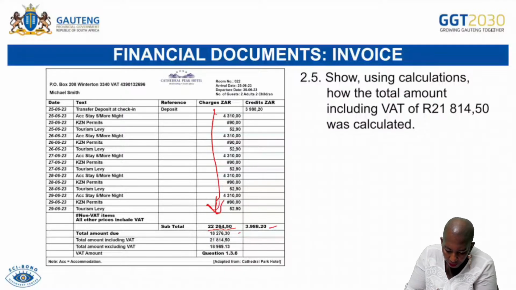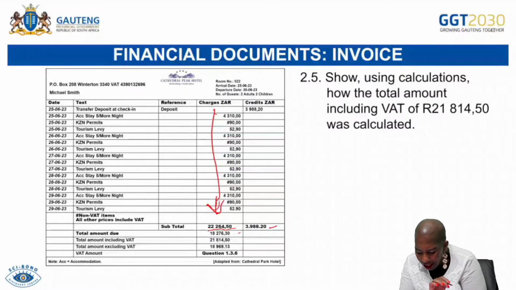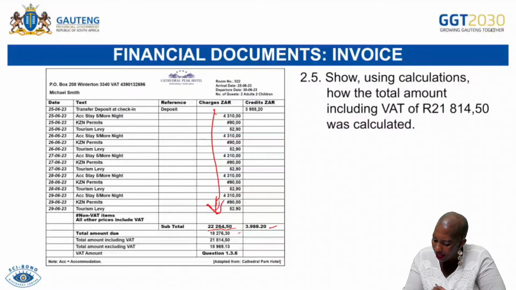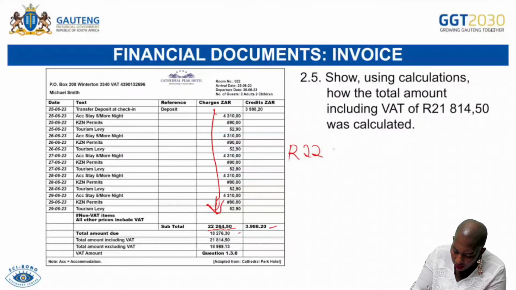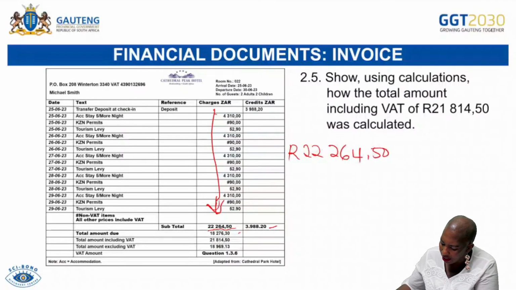Now they say the amount including VAT, it is 21,814 rand 50 cent. The amount excluding VAT, it is 18,969 rand 13 cent. So there are 2 ways that you can do this. You can simply say, okay, fine, what is the balance? I can quickly say the balance, it is 22,264 rand 50 cents. That is the total amount.